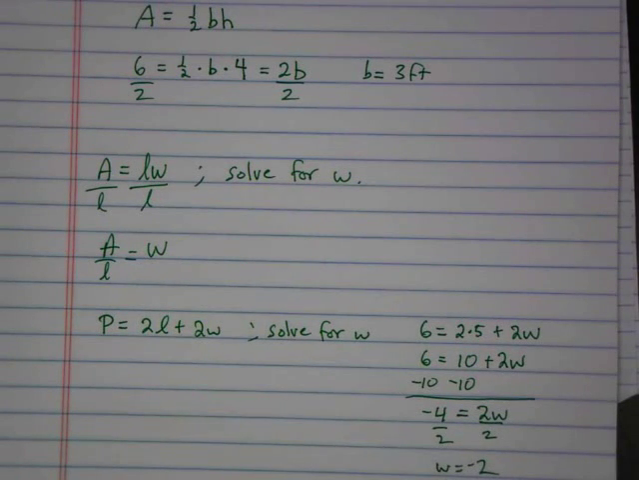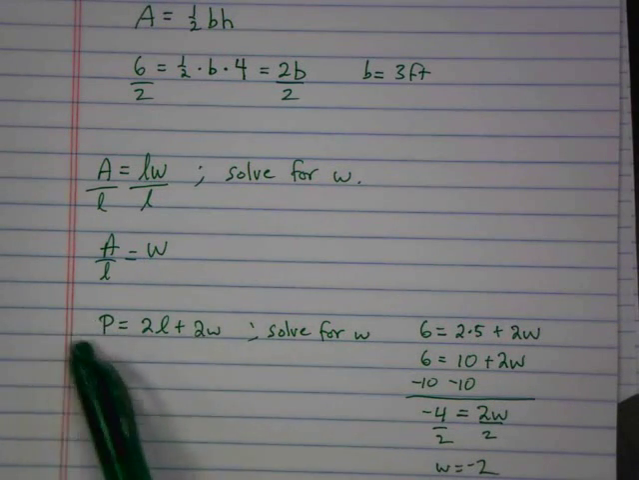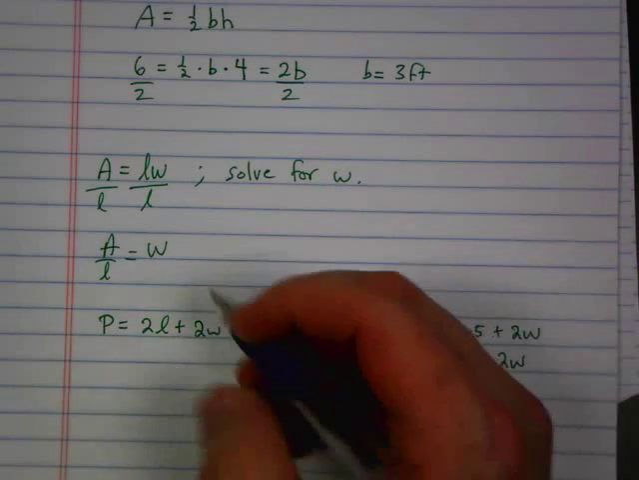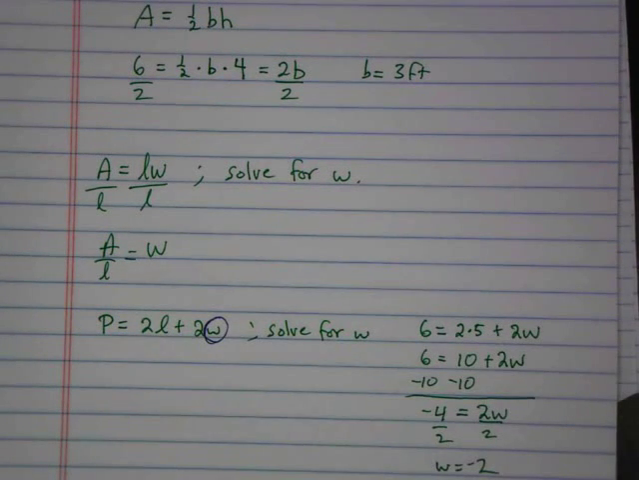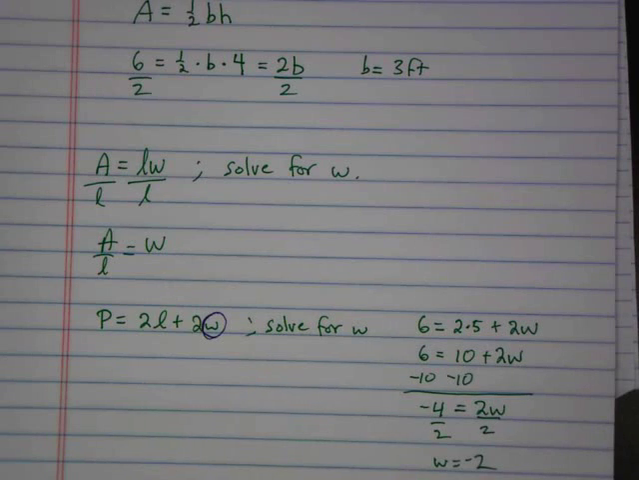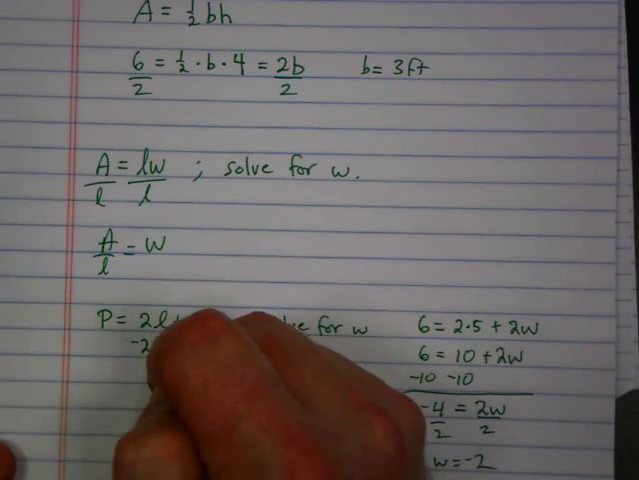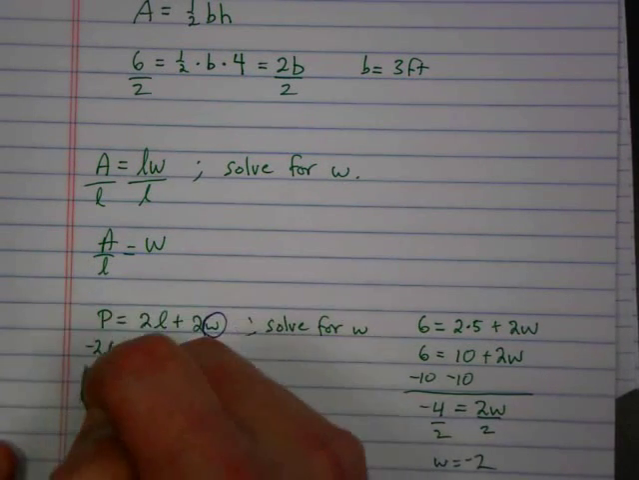The fact that you have a whole bunch of letters over here doesn't really change anything. If you're trying to get this W right here all by itself, first you get rid of any adding or subtracting that you have. So what are we going to get rid of? The 2L. We're going to subtract the 2L, just like we subtracted the 10. The big difference is when I subtract 2L, I can't really combine anything, can I?